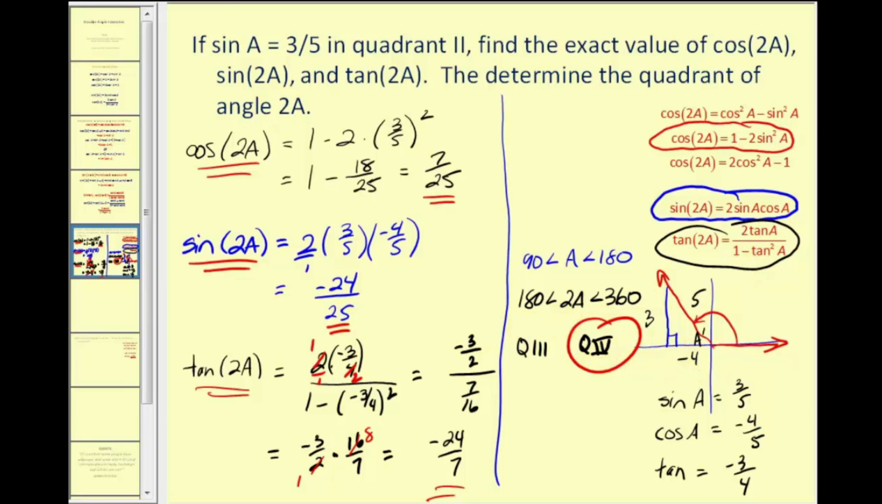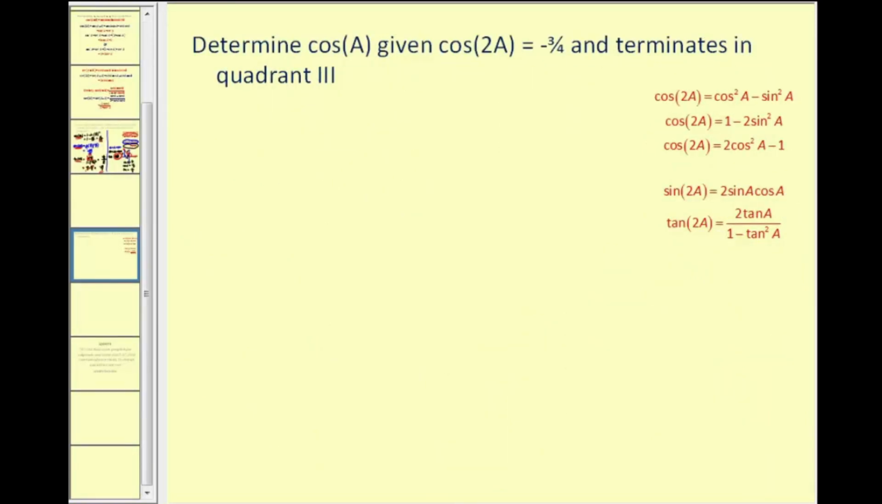Let's take a look at another problem. Here we're going to use the identities in the reverse order. We want to determine the cosine of angle A given that cosine 2A is equal to -3/4 and terminates in the third quadrant. Looking at our identities, we can find cosine of angle A if we know cosine of 2A using this identity. Let's give it a try.